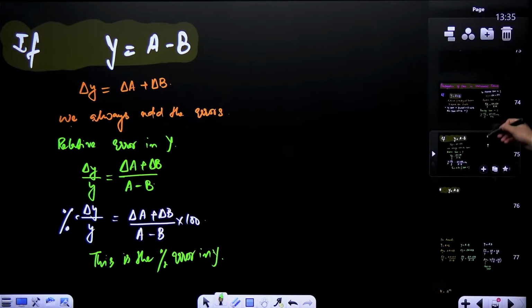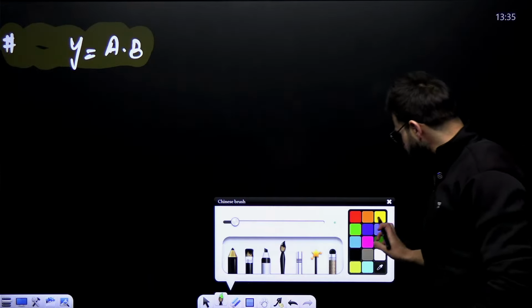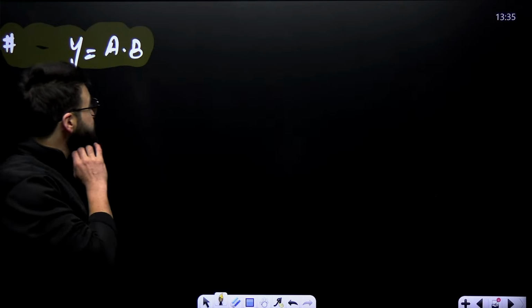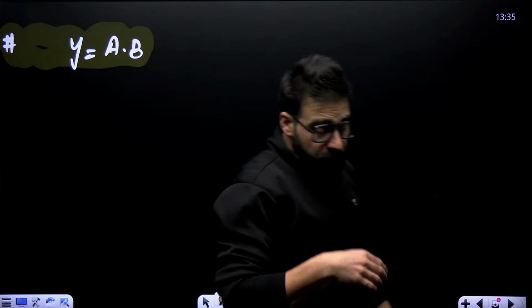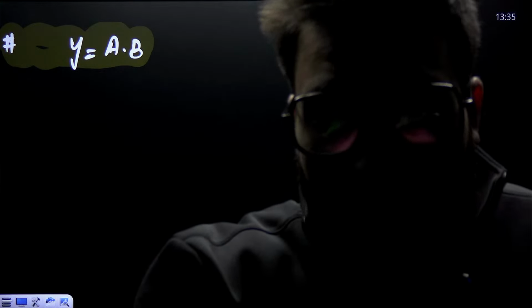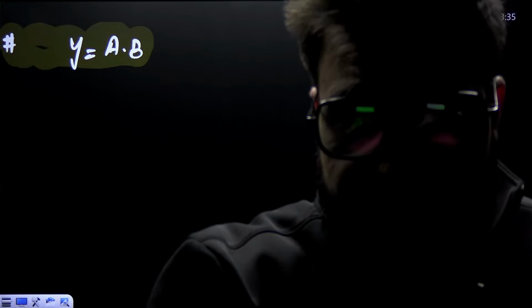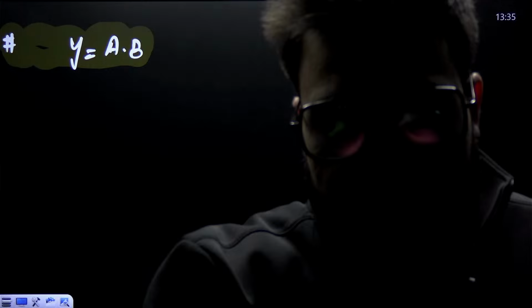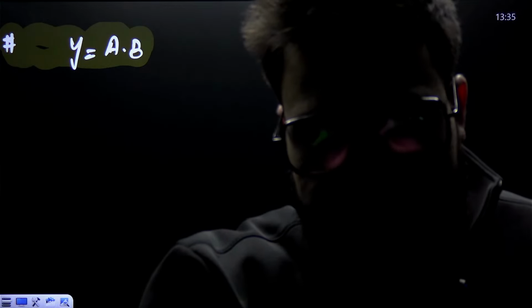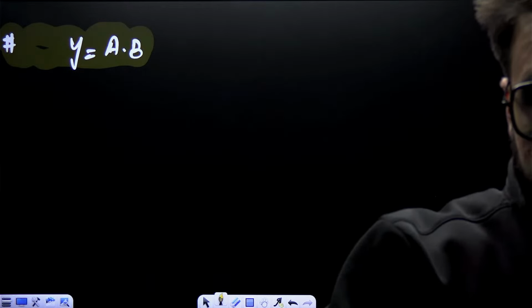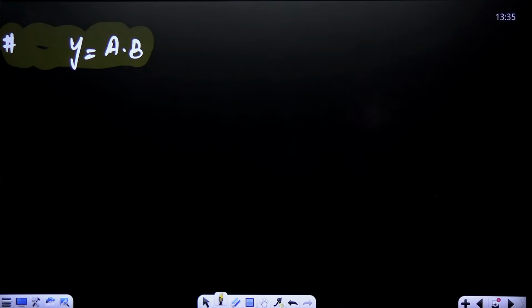Okay. Next, you have this one. Y is equal to a multiplied by b. If you have a physical quantity like this, a multiplied by b, how do you find the error in this particular case? That's what we need to discuss. Percentage error, relative error, and absolute error over here. Now guys, take a look.